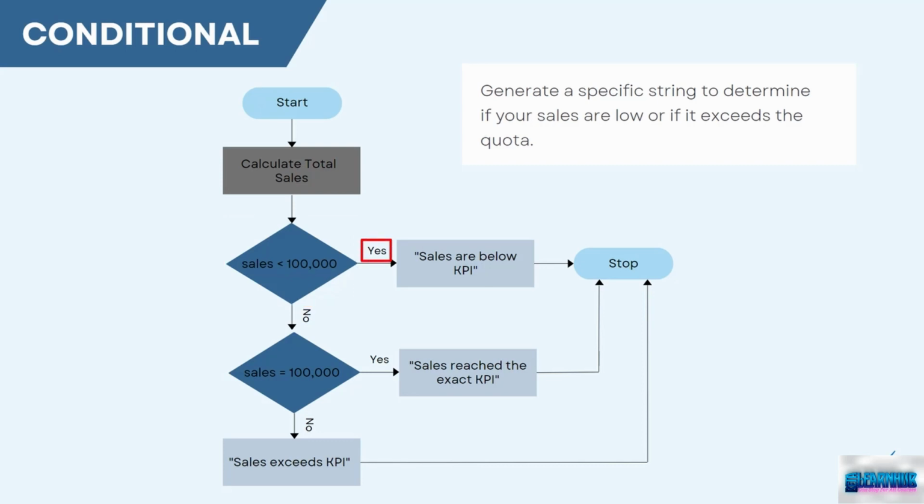If the sales meet the condition, we will return the text sales are below KPI. But if it does not, it will test for the second condition, sales equal 100,000, if the sales match the exact KPI amount. The text will show sales reached the exact KPI. But if it still fails the second condition, it will go straight to the default statement, which displays sales exceed KPI. Conditional structures make it easier for us to apply specific statements or processes based on certain scenarios.